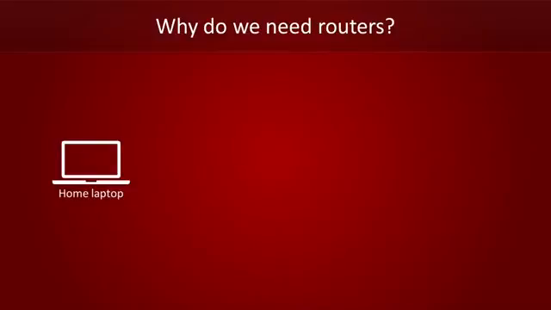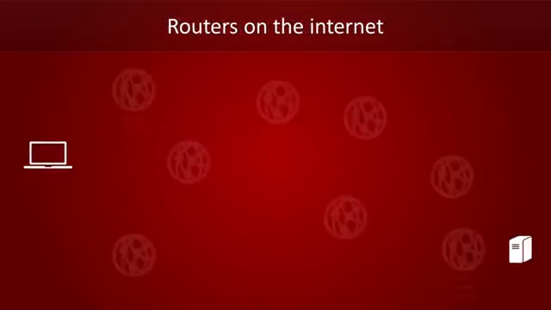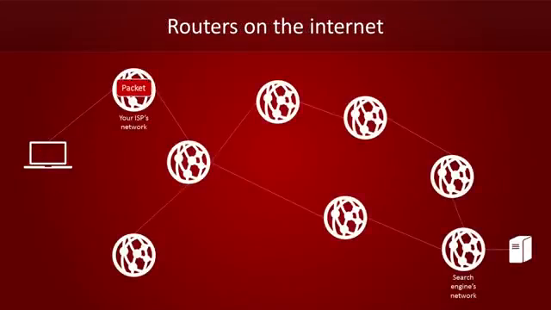Say you want to send a packet to your search engine from your home laptop. Once you send your packet to the internet, how does it find its way to the search engine server? That's the work of routers. Once you send the packet to your internet provider, routers make sure that your packet is passed on from network to network so that it eventually reaches its destination. If all goes well, that is.